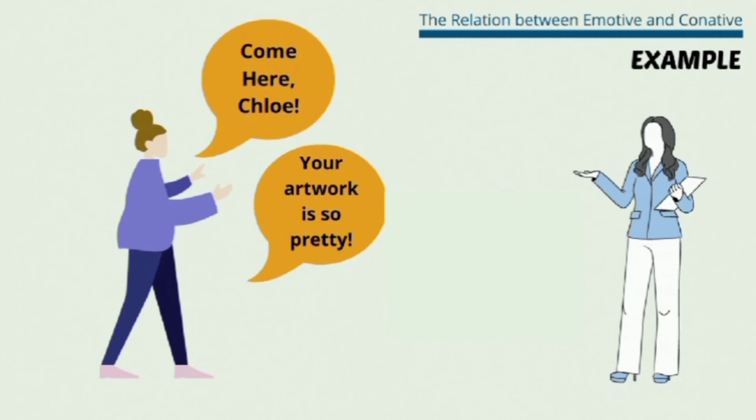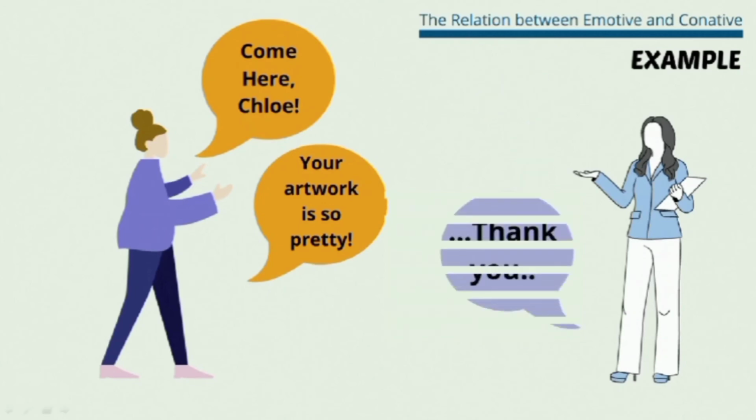Something like this if you put the two together. You say, "Come here, Chloe. Your orchid is so pretty." Your friend Chloe, who heard this, will be confused, and finally, the communication will end in the words "thank you" only.